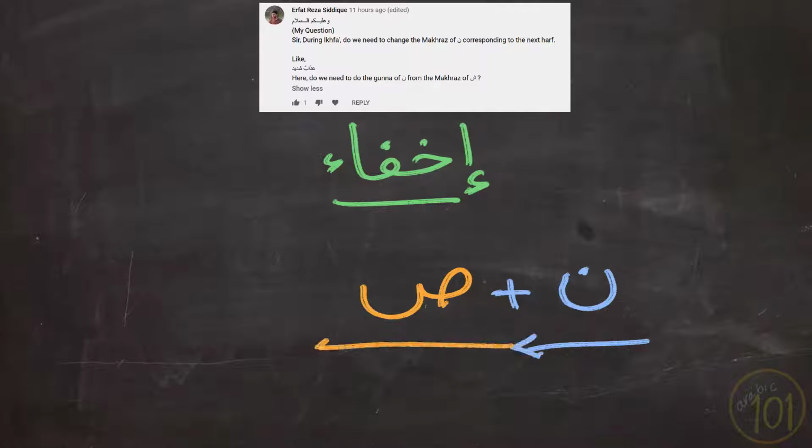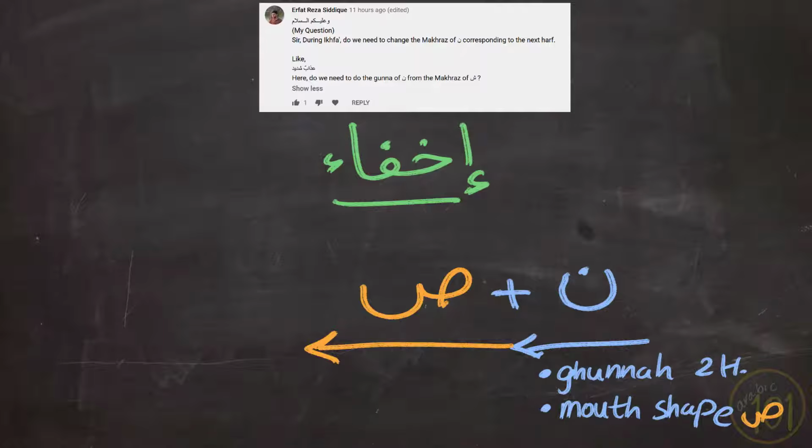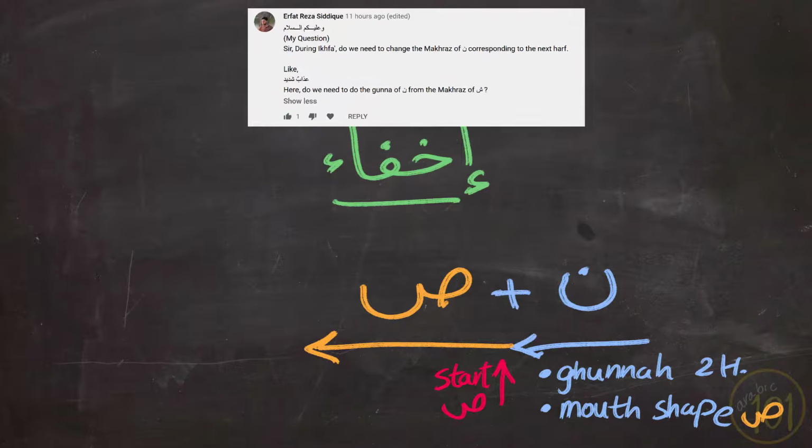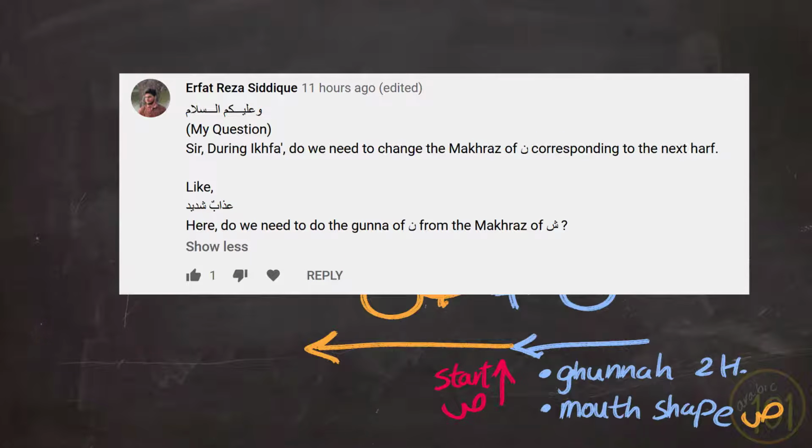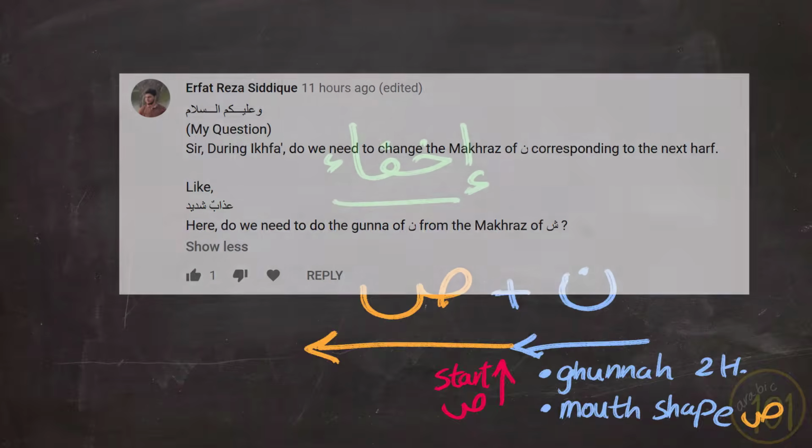So when after the noon, one of the ikhfa letters comes, then you will pronounce the noon, but only half of the noon, like we learned in the previous lesson. And when I say half of the noon, I mean the ghunnah. And you would shape your mouth anticipating the next letter, but you're still pronouncing half of the noon. And the next letter only starts after pronouncing this noon. So in your example, we say adabun shadid. So after the ghunnah comes the sheen, and that's the proper way to pronounce it.